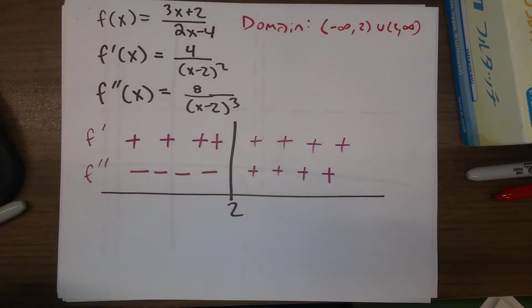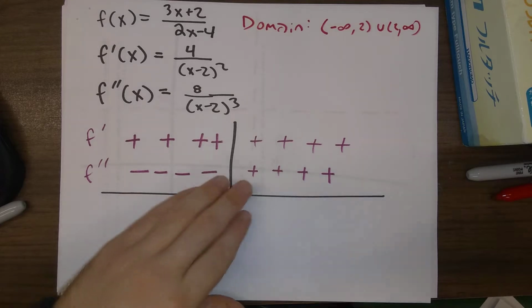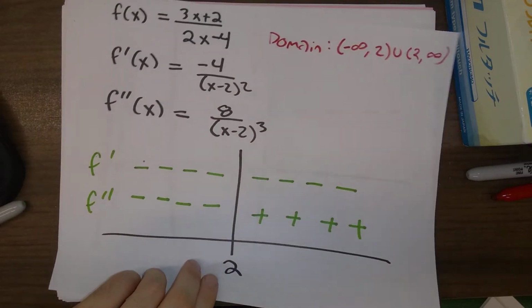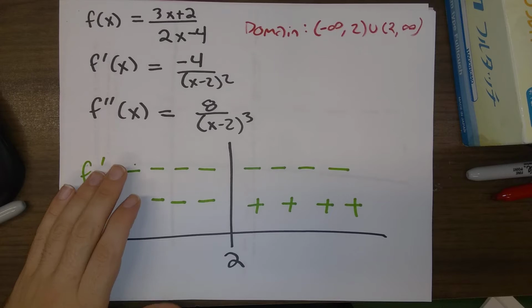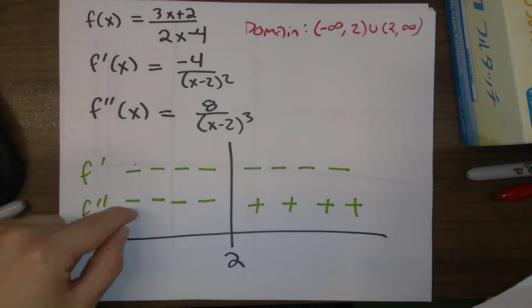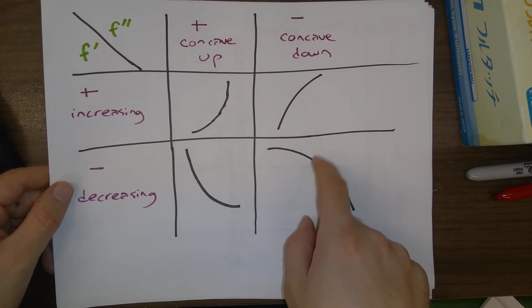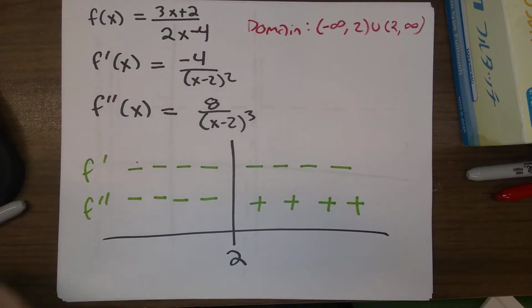So, that is the wrong sign chart. Here's the correct sign chart. My apologies, that's from a previous version of this with a mistake. F prime is negative and F double prime is negative. So we are looking like this, decreasing and concave down.